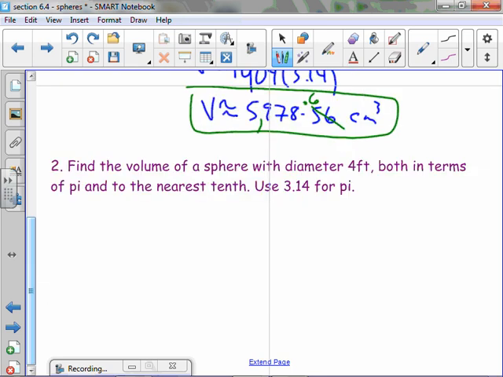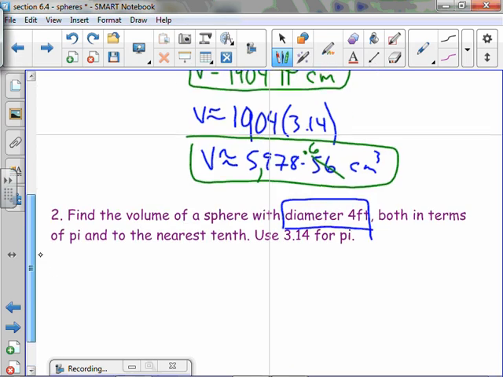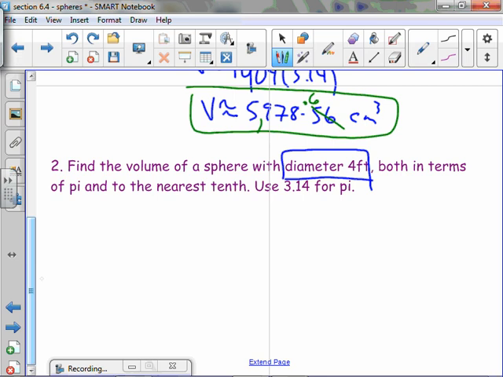Now what I'm going to do, find the volume of a sphere with the diameter of 4 feet, both in terms of pi and to the nearest tenth. And the reason I put this question in is not because I think we need more practice with it, although that doesn't hurt, but I want you to notice you can't just plug blindly into a formula and assume that you'll be right. You need to understand what the question is asking. And here it is saying you have a diameter, not a radius like you had in the last question.